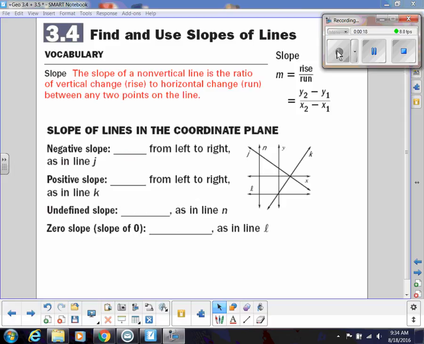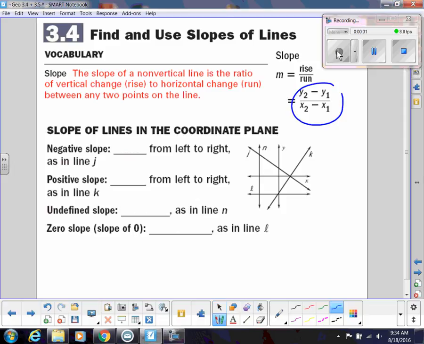The slope of a non-vertical line is the ratio of the vertical change, which we usually call rise, and the horizontal change, which we usually call run. So that's rise over run. Or the formula over here is y2 minus y1 over x2 minus x1. Just a reminder, I know you have learned that already.